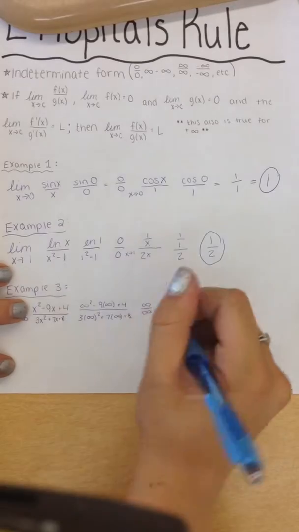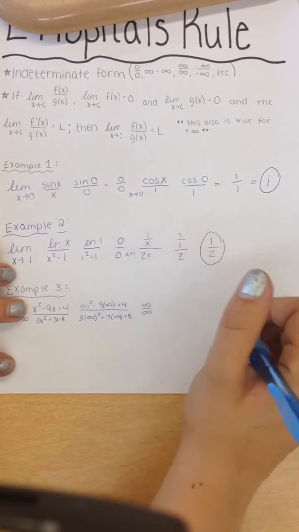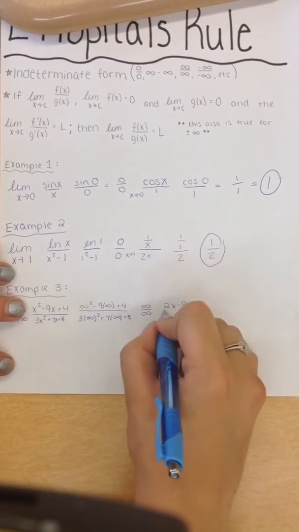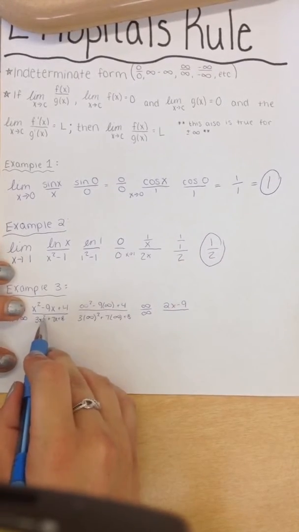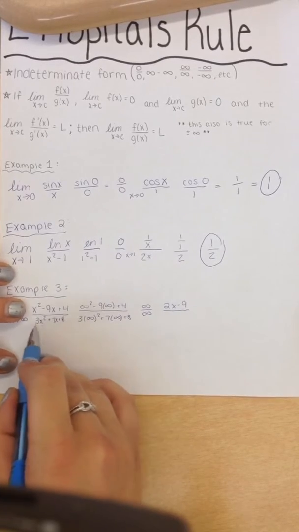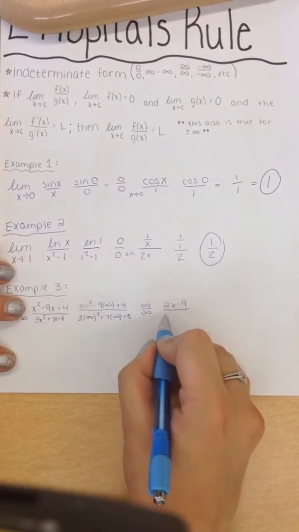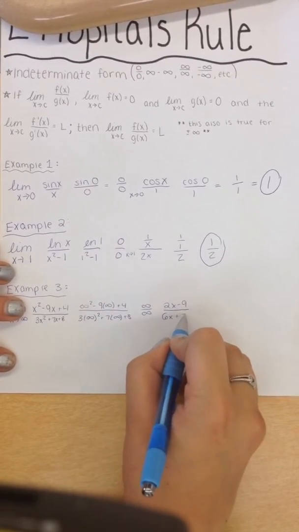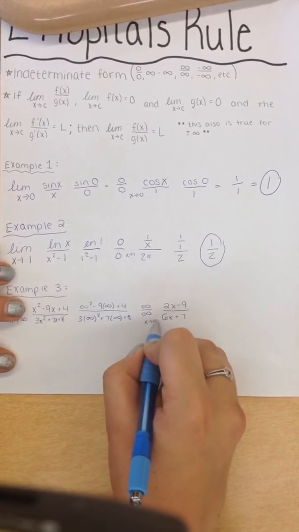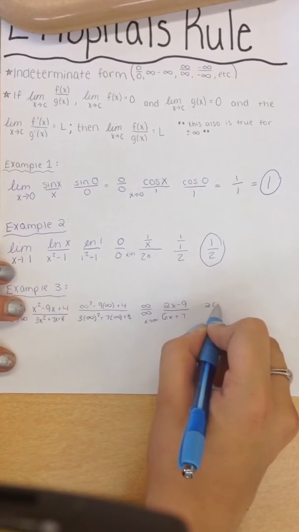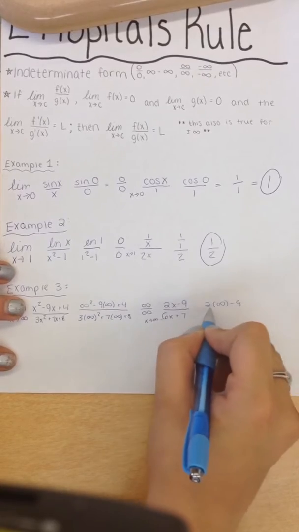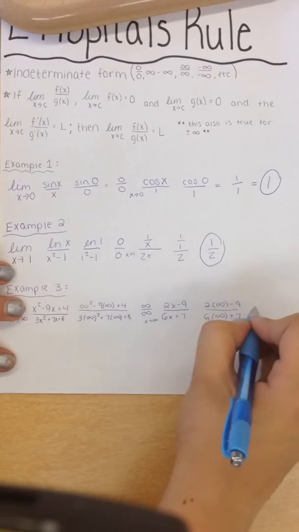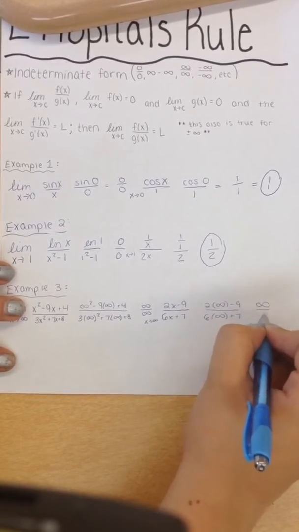We take the derivative of the top, x squared minus 9x plus 4, which gives us 2x minus 9. Then we take the derivative of the bottom, 3x squared plus 7x plus 8. We multiply the square by the 3 and get 6x, and the derivative of 7x is 7. Then we send x to infinity, and again we get 2 times infinity minus 9 over 6 times infinity plus 7, which is infinity over infinity again.